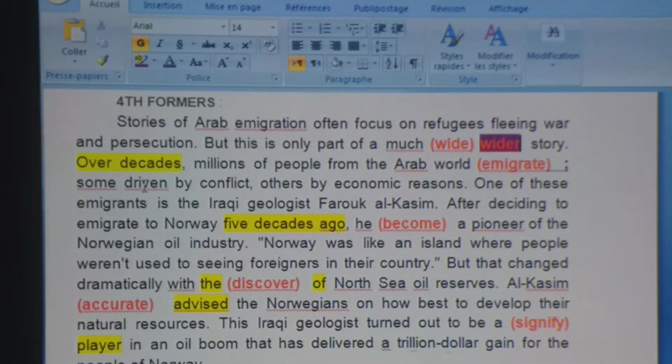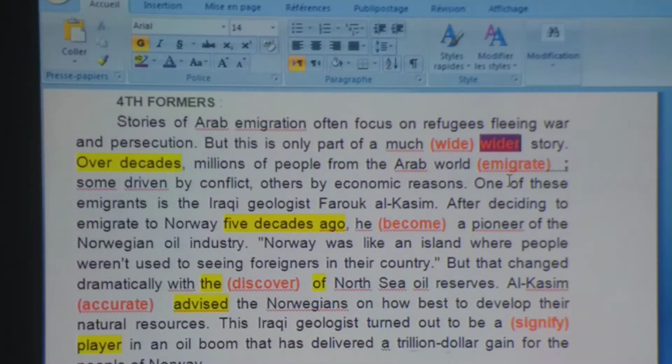Let me move now to the next one, please. Over decades, millions of people from the Arab world emigrate. Before talking about the clue here, in the sentence I've got the word emigrate. I would like to focus on this word because it is very important for back students to know the meaning of emigrate. You've got emigrate, you've got immigrate, and you have got migrate.